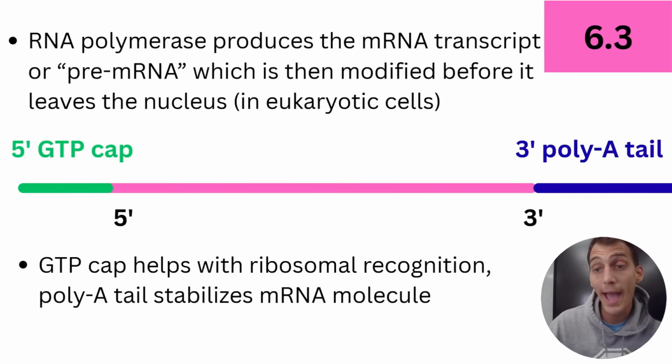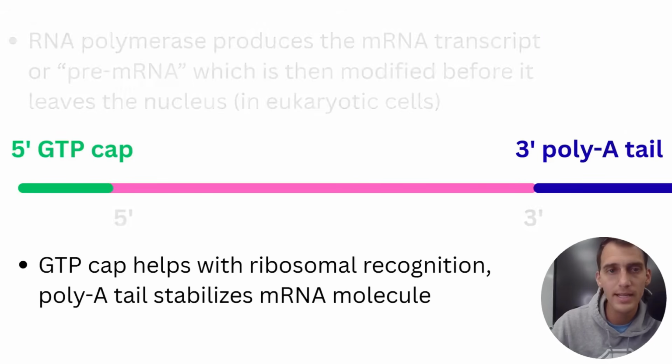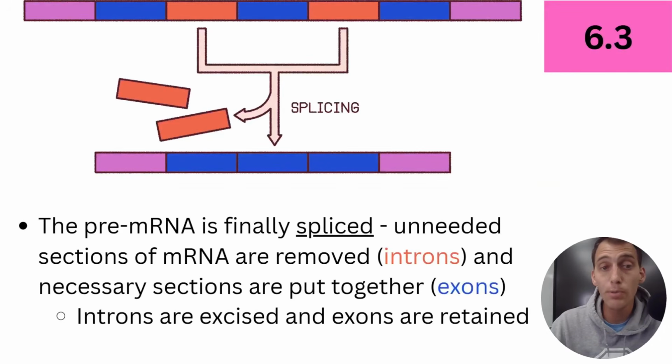Okay, so those two things are added to the mRNA transcript before it leaves the nucleus. And then there's one other thing that happens too, and that's called splicing. This pre-mRNA is spliced. Unneeded sections of mRNA are removed and necessary sections are put together.